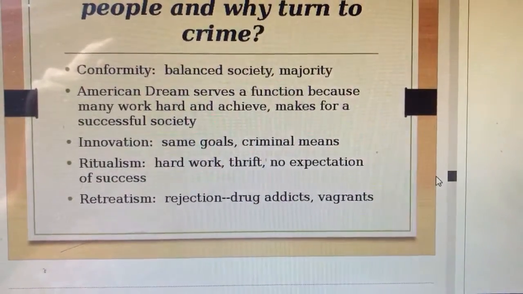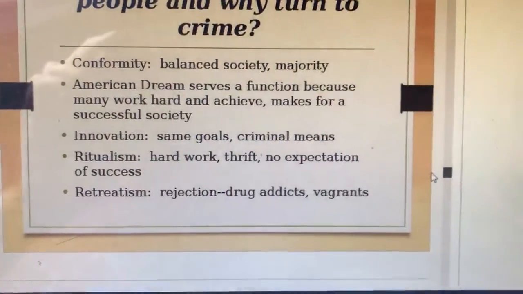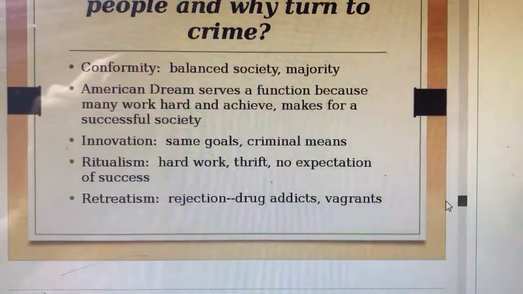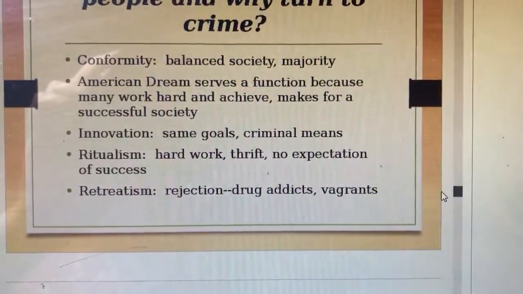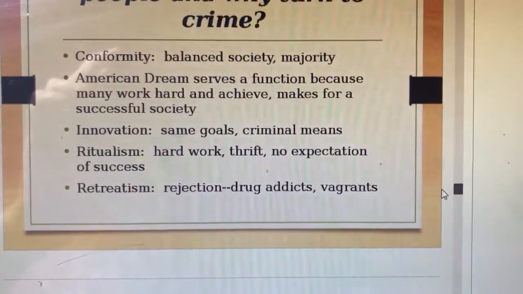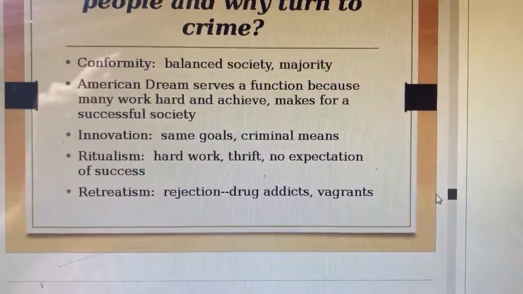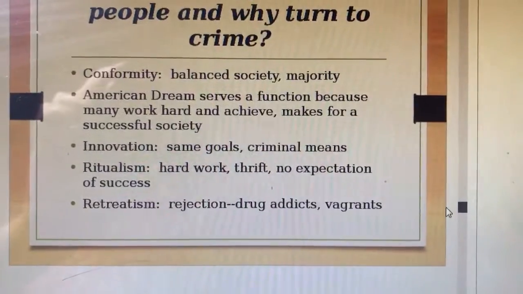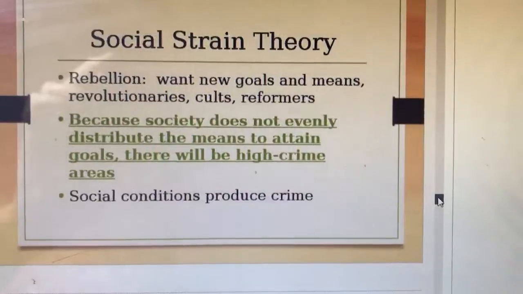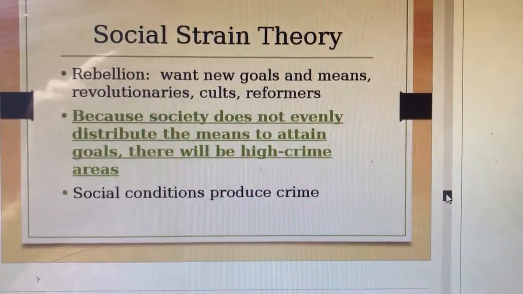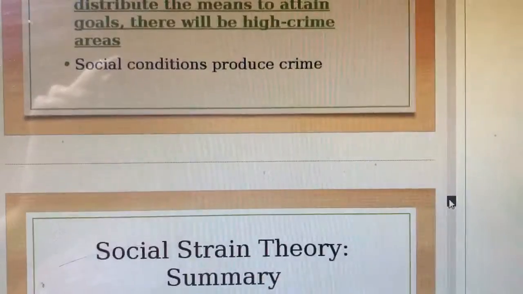So you can't get the American dream the good way. And Merton says, we need the American dream. That's what makes people go to school. That's what makes people go to college or a trade school. But if you can't get the American dream, you have the same goals, but you're going to do it through crime. Maybe you can't be the CEO of a company, but you can lead a gang. So basically, society doesn't equally give out everything to get goals. Therefore, you're always going to have crime.